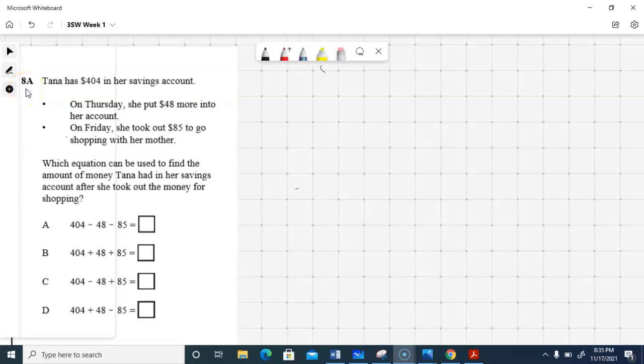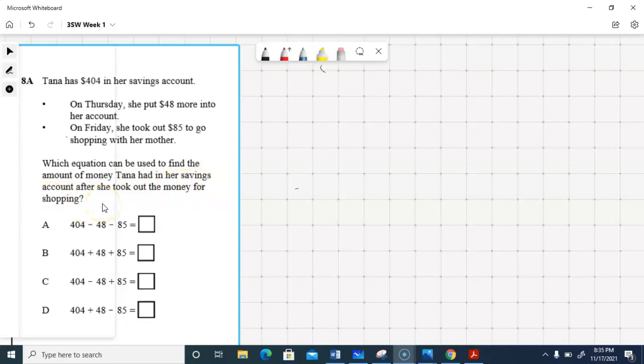Okay, we're going to look at problem solving 8A. It says Tana has $404 in her savings account. On Thursday, she put $48 more into her account. On Friday, she took out $85 to go shopping with her mother. Which equation can be used to find the amount of money Tana had in her savings account after she took out the money for shopping?